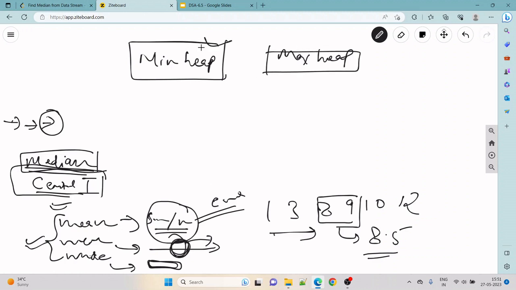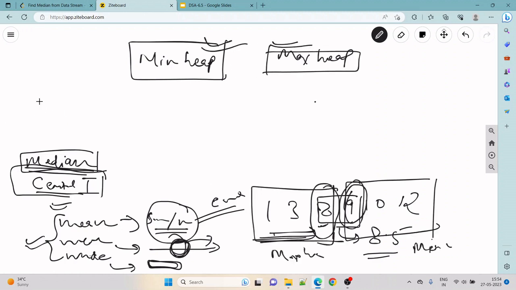So we'll use two heaps, a max heap and a min heap. Let's suppose the first number we receive is 10. To begin with, when both the heaps are empty, we put the number in the max heap, and the median is also initialized to 10. Now let's suppose the next number that comes up is 3. If 3 is less than the current median, it goes to the max heap. So it comes over here.